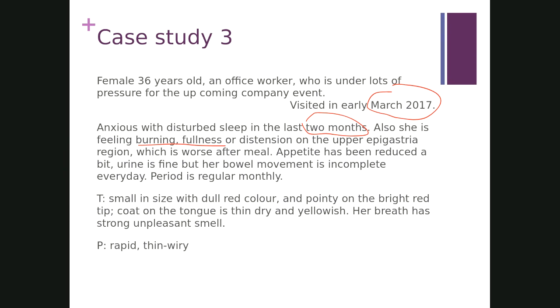The tongue is very small in size with a dull red color and bright red tips. The coating on the tongue is very thin, dry, yellowish. Her breath is not very nice, it smells. Pulse is very rapid, thin, and wiry. So this is a typical glomus condition. Is that right?